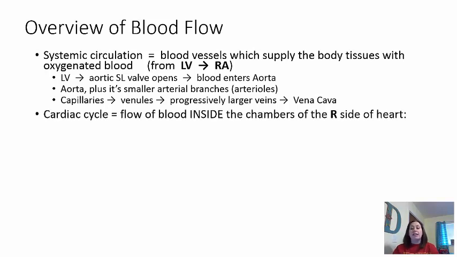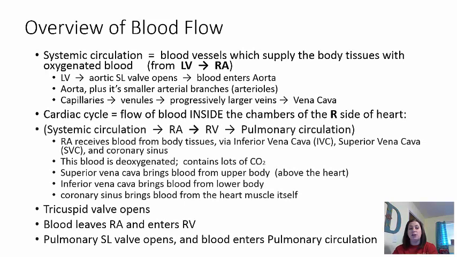Now, the cardiac cycle we're talking about here is the flow of blood inside the chambers of the right side of the heart. So now we have the blood in the vena cava, and it's now going to enter into the right atria. So when we look at this, it's systemic circulation, which we just looked at. It's going to enter the right atria, then it's going to go to the right ventricle, and then it's going to enter pulmonary circulation.